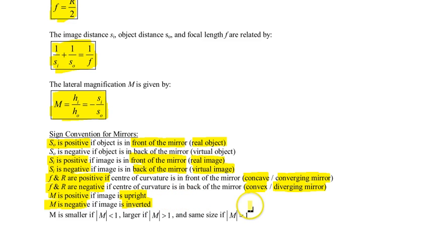All right. If the absolute value of m is less than 1, it's a smaller image. If it's greater than 1, then it's larger. And if it's equal to 1, then it's the same size. I put absolute value signs because I just want to know the magnitude, right? We know whether it's inverted or upright by the sign. If it's a negative m, that's inverted. If it's a positive m, it's upright.